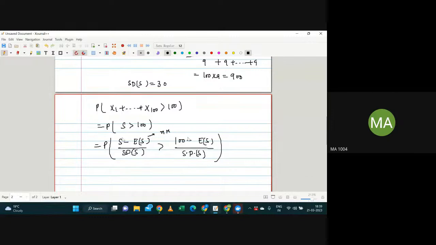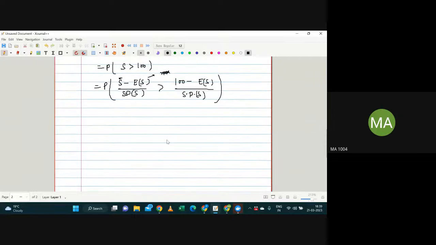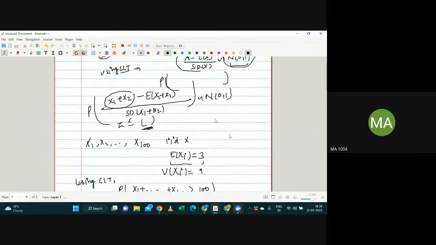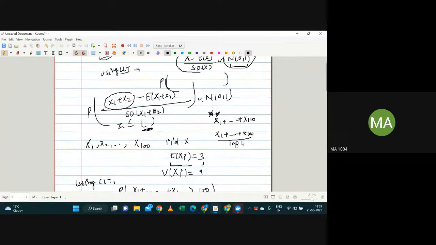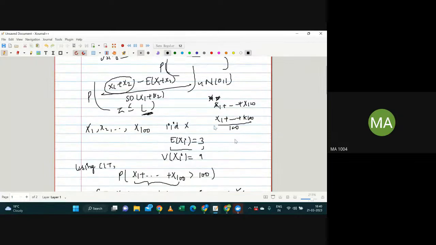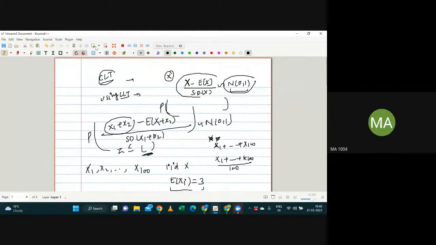What is N mu? N mu is the mean of this variable, right? That's why I'm trying to explain. In CLT, whatever your random variables are, just convert them into the form of standard normal. Suppose instead of x1 plus through x100, I have x1 plus through x100 divided by 100. This can also be possible, right?